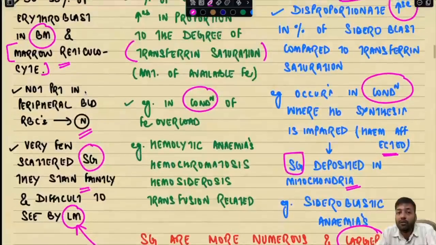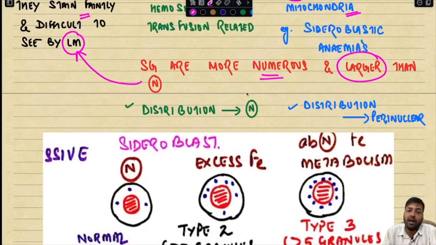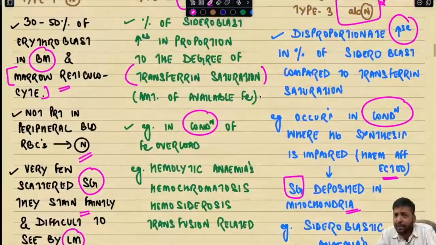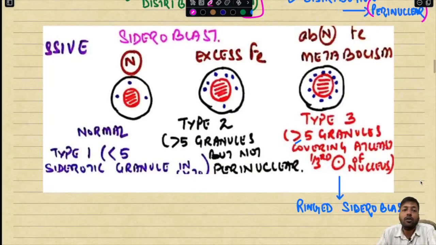So how do you differentiate between type 2 and type 3 morphologically? In type 2 sideroblast, the distribution of the siderotic granules is normal, meaning a scattered distribution. Whereas in type 3 sideroblast, you will see that the distribution is perinuclear. They form a collar around the nucleus. So there is a perinuclear distribution.